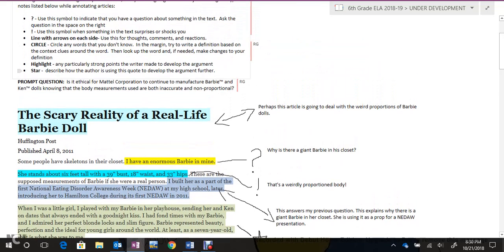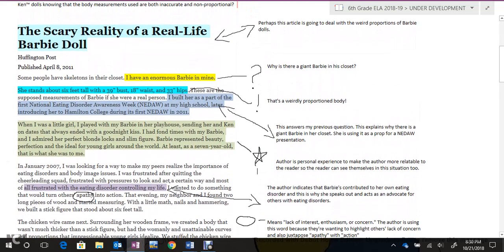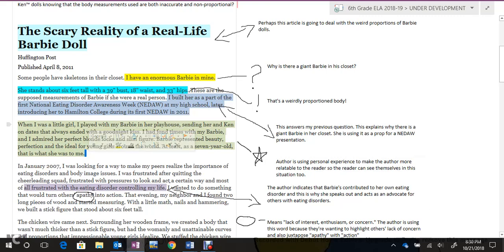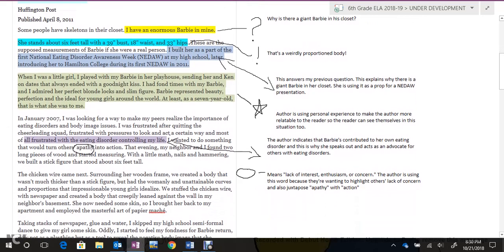Here, this is how the author is using this quote to develop the argument further. This is what's considered author's craft. Basically, how is the author developing their ideas, and what kind of stylistic choices are they making to make their writing better? In this paragraph, the author is using personal experience to make the author more relatable to the reader, so the reader can see themselves in that situation too. This person is talking about when they were a little girl, their experience with Barbies, because Barbies are something that a lot of people deal with.